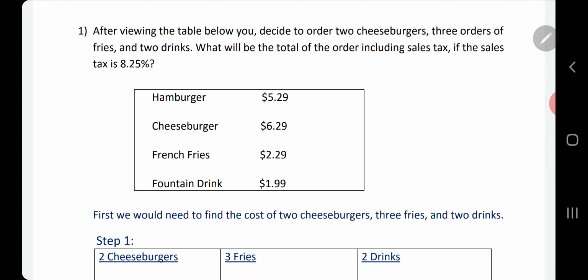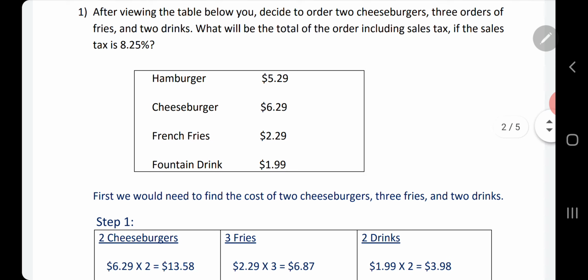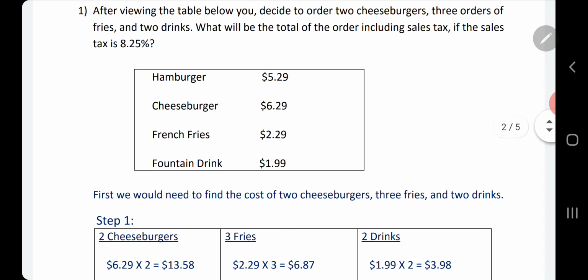After viewing the table below, you decide to order 2 cheeseburgers, 3 orders of fries, and 2 drinks. What will the total of the order be, including sales tax, if the sales tax is 8.25%? Well, the first thing we need to do is find our subtotal of all the items that we're buying. So we need to find the cost of the 2 cheeseburgers, 3 fries, and the 2 drinks.